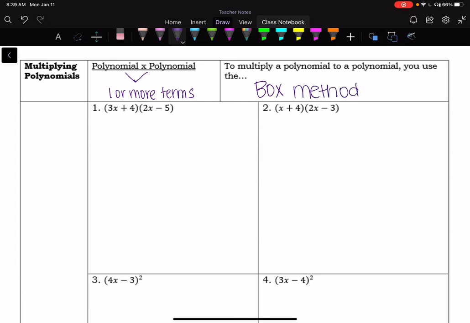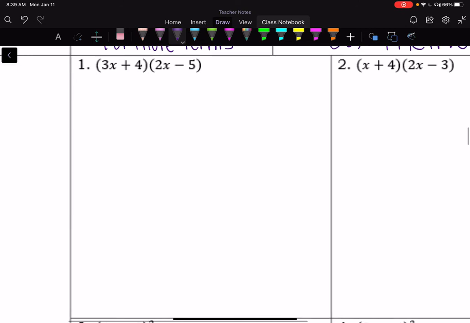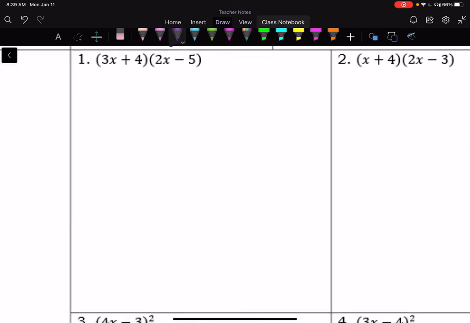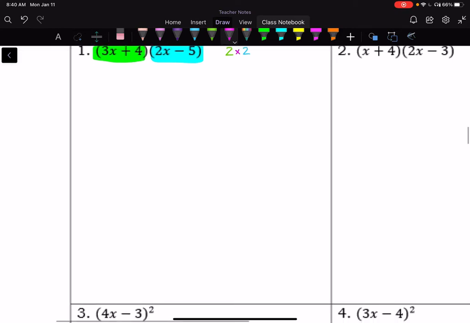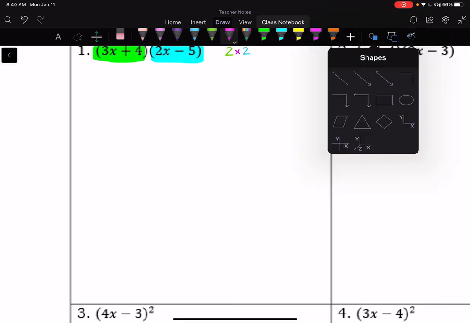So for number 1, I'm going to zoom in on it a little bit. We are going to look to see how many terms are in our first group. So right here, we have 2 terms in my first group. And in my second group, I have 2 terms as well. So when I am going to multiply these 2 things together using the box method, I need to make a 2 by 2 box.